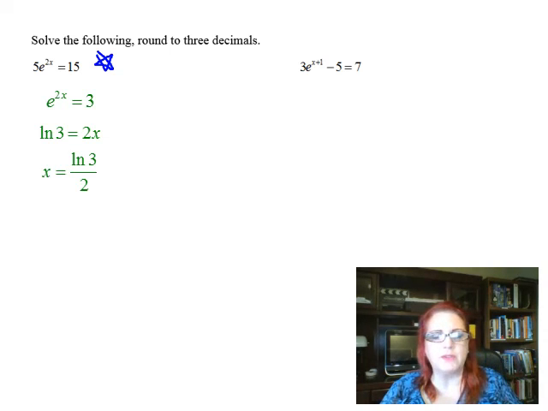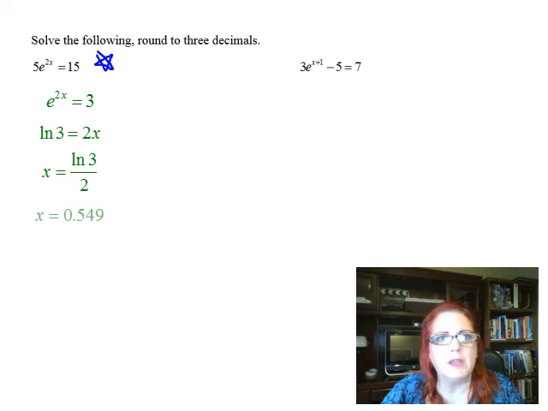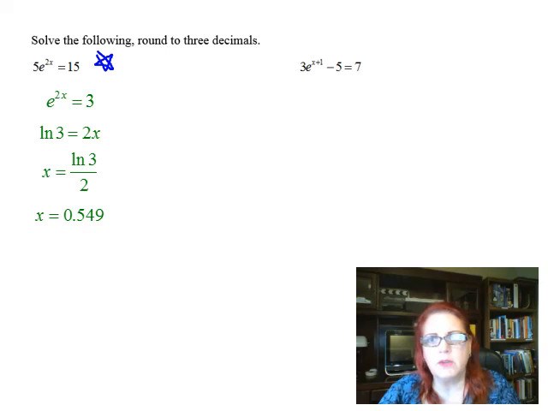Grab your calculators. This is where we can do this. We're going to type in natural log of 3, close your parentheses, and divide by 2, and set it equal. And to 3 decimal places, you're going to get x is equal to 0.549.